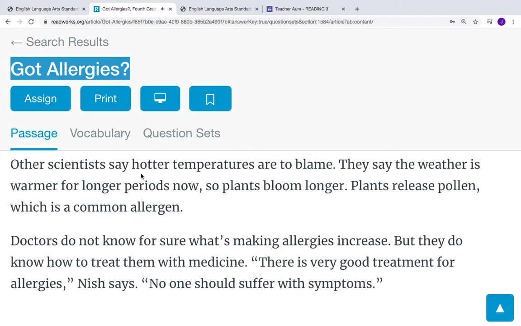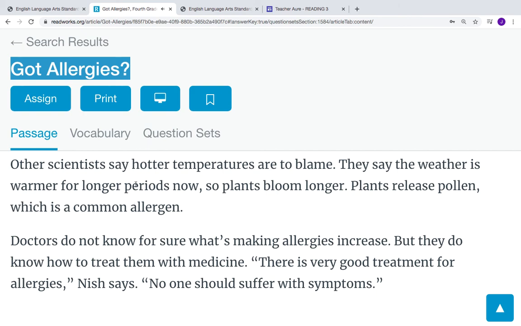Other scientists say hotter temperatures are to blame. They say the weather is warmer for longer periods now, so plants bloom longer. Plants release pollen, which is a common allergen. Doctors do not know for sure what's making allergies increase, but they do know how to treat them with medicine. There is very good treatment for allergies, Nish says. No one should suffer with symptoms.